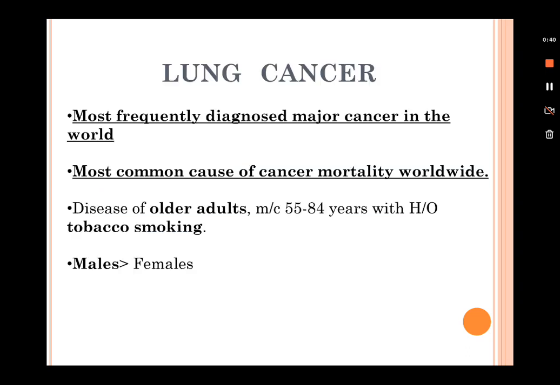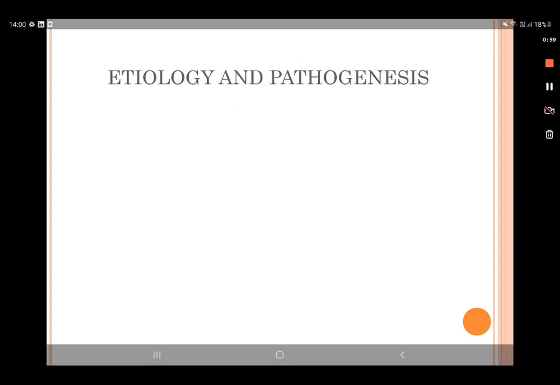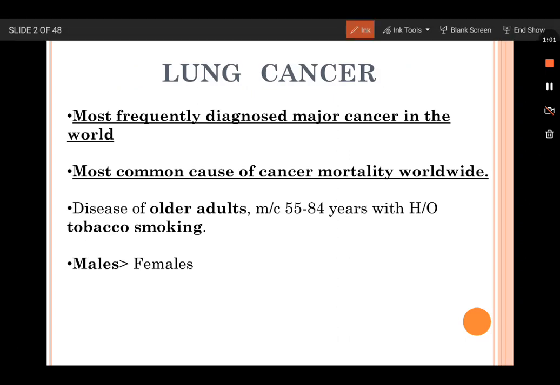Let's see. So lung cancer is the most common cancer in the world. Anytime somebody asks what's the most common cancer in the world, you know that the most frequently diagnosed cancer in the world is lung cancer. It is also the number one cause for cancer related deaths, and it is a disease of older adults. Most commonly people from the ages of 55 to 80 years, and people who have a history of tobacco smoking, and most common in males.